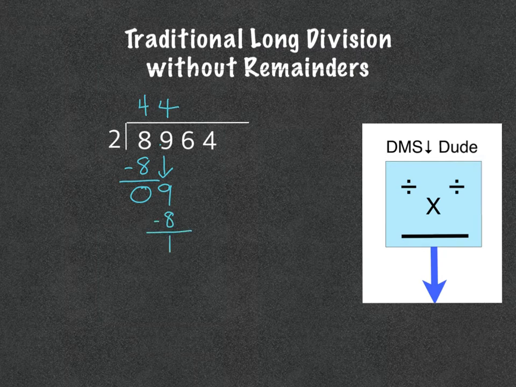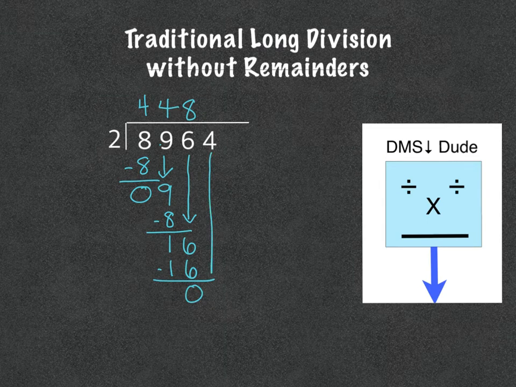Subtract and I get 1. Bring down my 6. Can 2 go into 16? Yes, it goes in 8 times. 2 times 8 is 16. Subtract and we get 0. Bring down our 4. Can 2 go into 4? Yep, it goes in 2 times. 2 times 4 is 4. Subtract and we get 0. So our answer is 4,482.